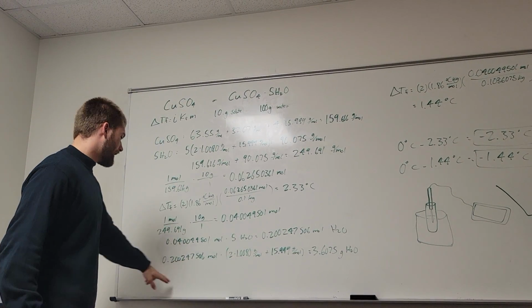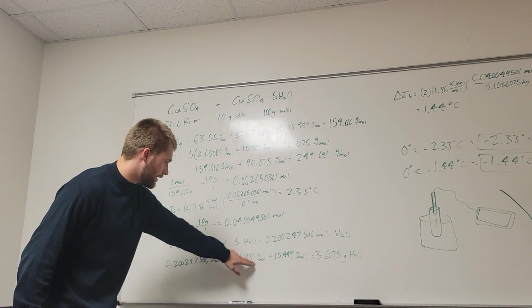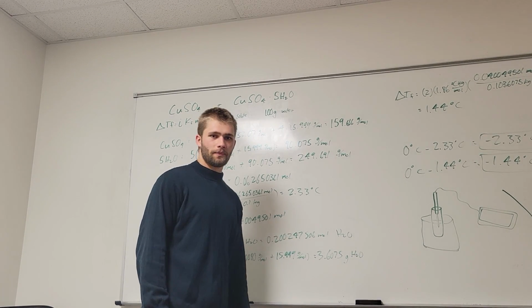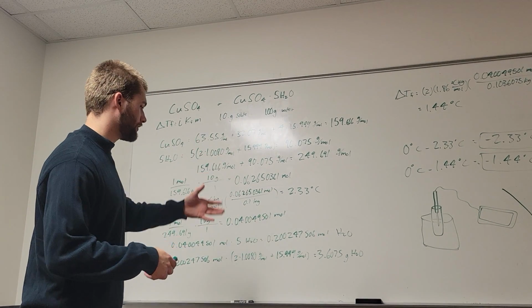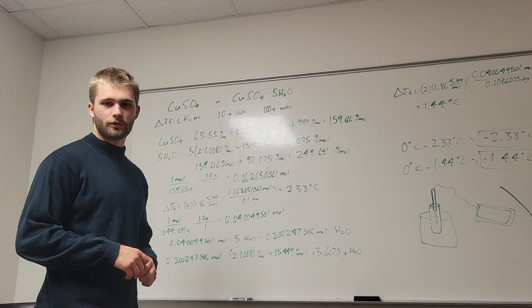Now, if we multiply that times the molecular weight of water, which here is the 2H and the O, that gives us 3.6075 grams of H2O. So when we dissolve this solute in the water, it's going to add 3.6 grams to the solvent.